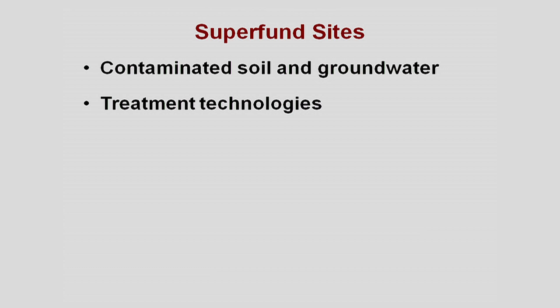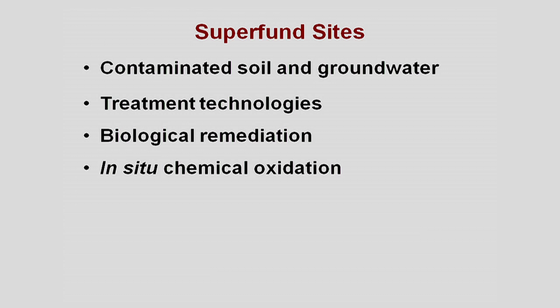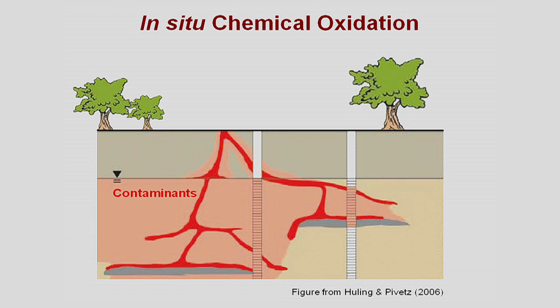Treatment technologies have been developed over the past several decades, including biological remediation methods, where you use microbes to eat up this type of contaminant. There is also a rather big group of treatment technology called in situ chemical oxidation, ISCO in short. This method utilizes different types of highly oxidative reagents to oxidize these contaminants.